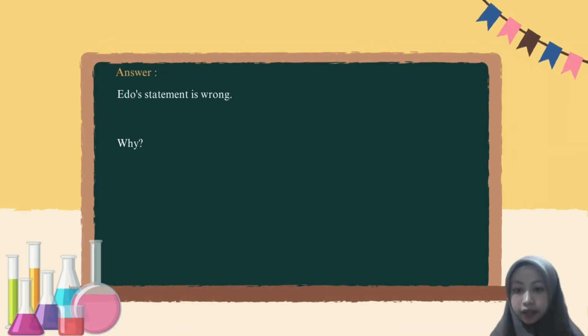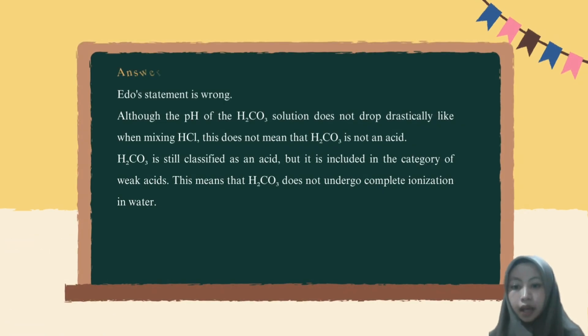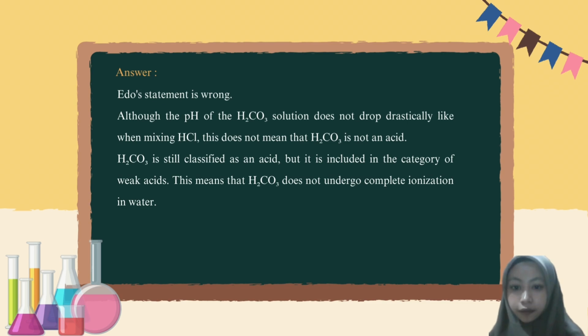Answer: Edo's statement is wrong. Why? Edo's statement is wrong because although the pH of the H2CO3 solution does not drop drastically like when mixing HCl, this does not mean that H2CO3 is not an acid. H2CO3 is still classified as an acid, but it is included in the category of weak acid. This means that H2CO3 does not undergo complete ionization in water.